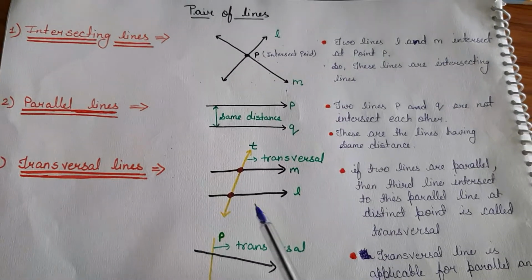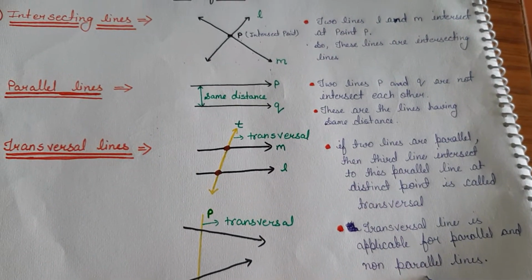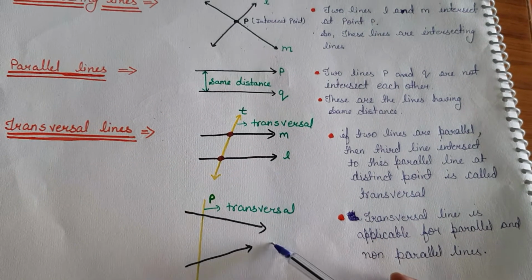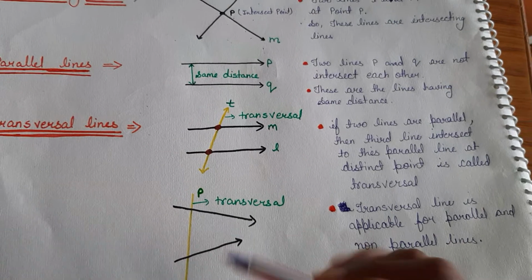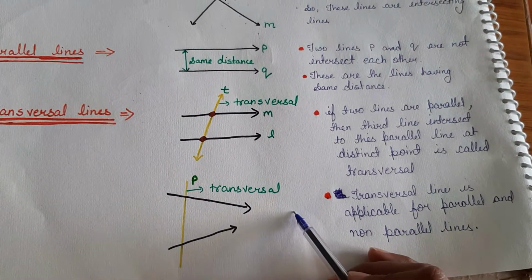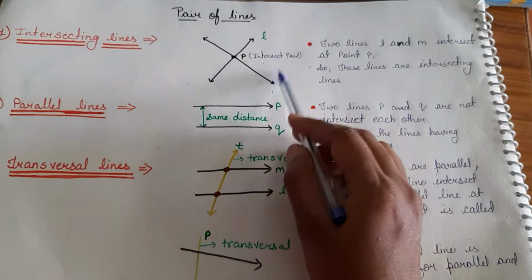Transversal line is applicable for parallel lines and also non-parallel lines. So here I draw this figure. One is parallel and another is non-parallel. Non-parallel means they meet at one common point. If they move forward, they meet at a common point, and then they become intersecting lines.